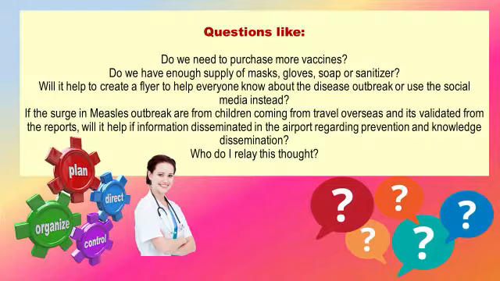Questions like, do we need to purchase more vaccines? Do we have enough supply of masks, gloves, soap, or sanitizer? Will it help to create a flyer to help everyone know about the disease outbreak, or use social media instead? If the surge in measles outbreak is from children coming from travel overseas and it's validated from the reports, will it help if information is disseminated in the airport regarding prevention? Who do I relay this thought to?